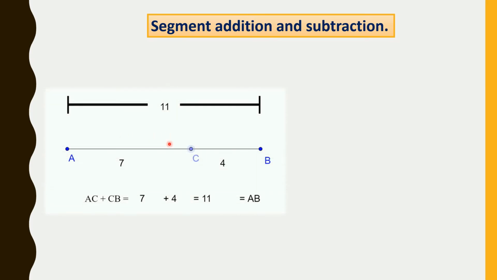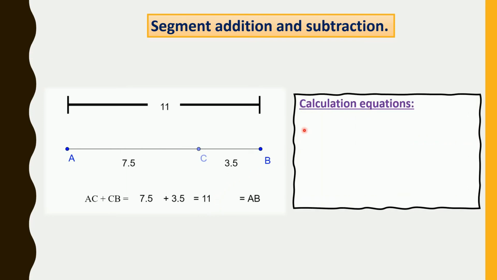Observe this figure. In this figure we have segment AB equal to 11 units. It can be anything, centimeters, meters, any given unit. Let's watch this animation. In this animation we see, however we move the point C, the segment AB is equal to AC plus CB. It's always 11 units.